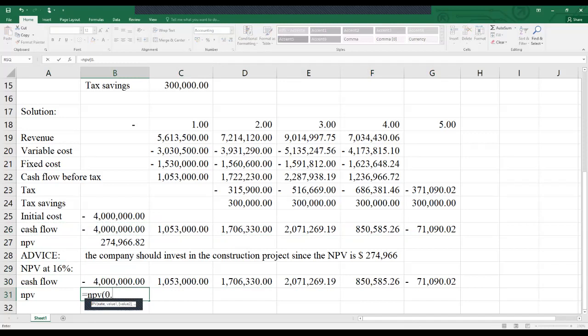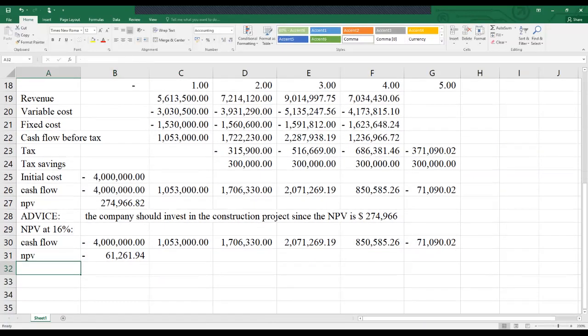Now you want to use 16%, 0.16. We define the cash flows from year one, year two, year three, year four, minus the initial cost, which is 4 million, and that's given for the NPV. So you get negative 261. That is in case we discount the same cash flows, but now at 16%. It's the same process you have done here. Since this is Excel, it can give you the NPV, so use the power of Excel.